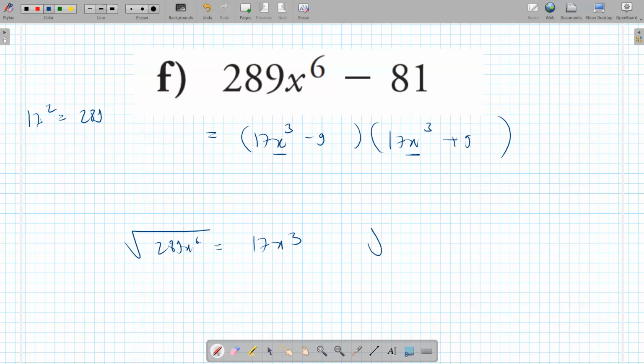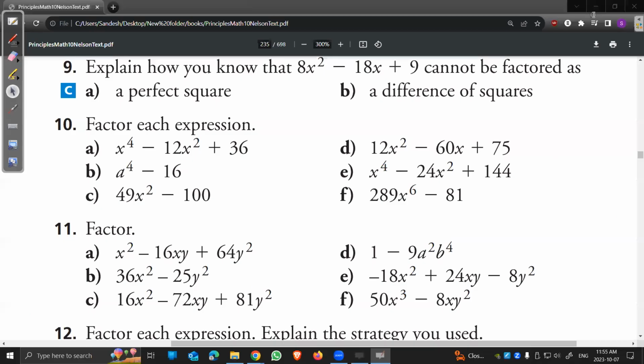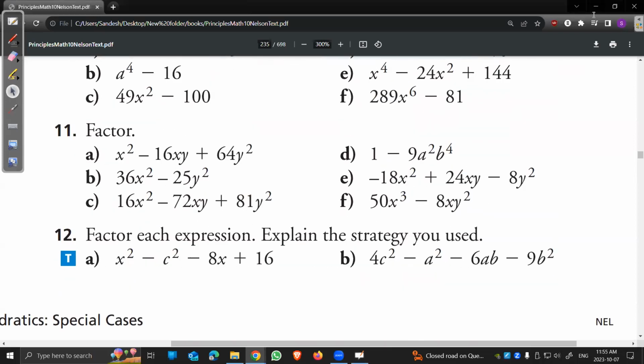You can have something weird like 36y^80x^120z^64 or something like that. That's going to become 6. The square root of 36 is 6. The square root of y^80 is y^40. The square root of x^120 is x^60. And z^64 becomes z^32. That's a square root, okay? So it just divides by the index. Yeah, exactly. So if it's a cube root, you're going to divide all the powers by 3, and if you remember that, it'll help you a lot. These questions are super simple. It's just a one-step thing, right? You don't even have to think much for these questions.